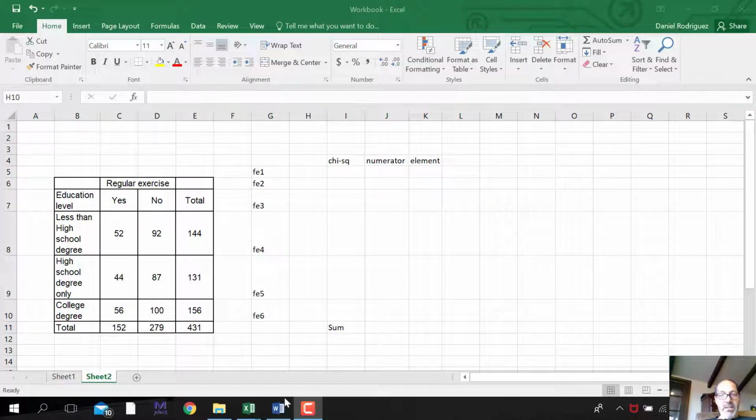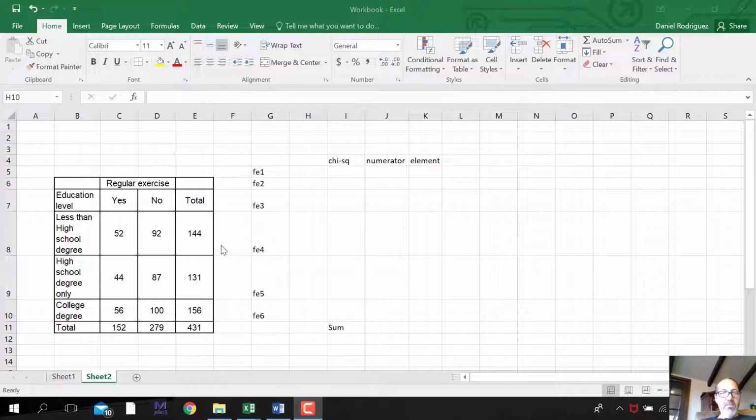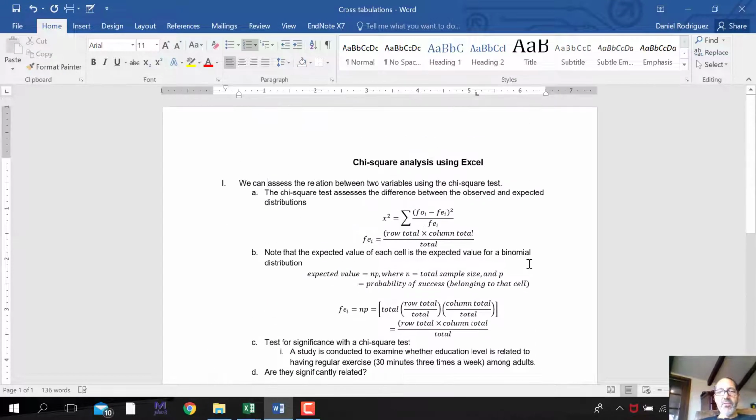I'm going to run a chi-square analysis for you using Excel, and this is the table I'm working with. Let me go back and show you. Let me actually set this up for you.